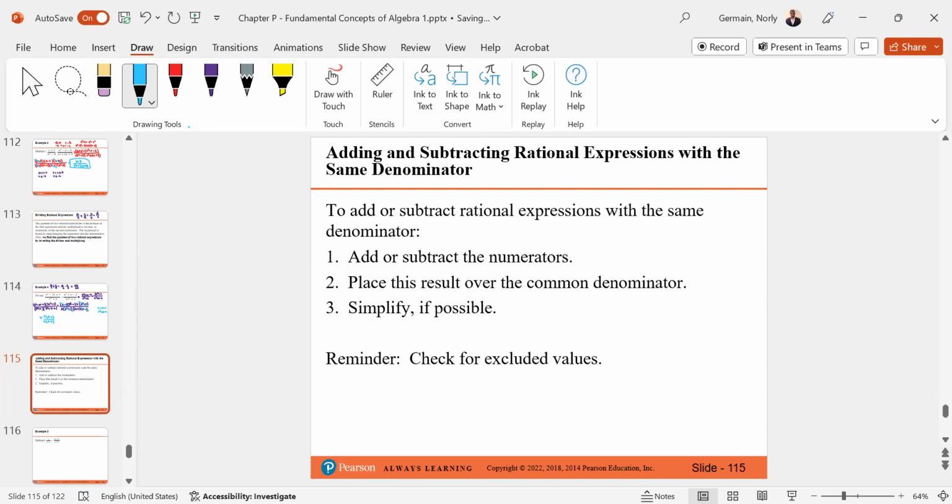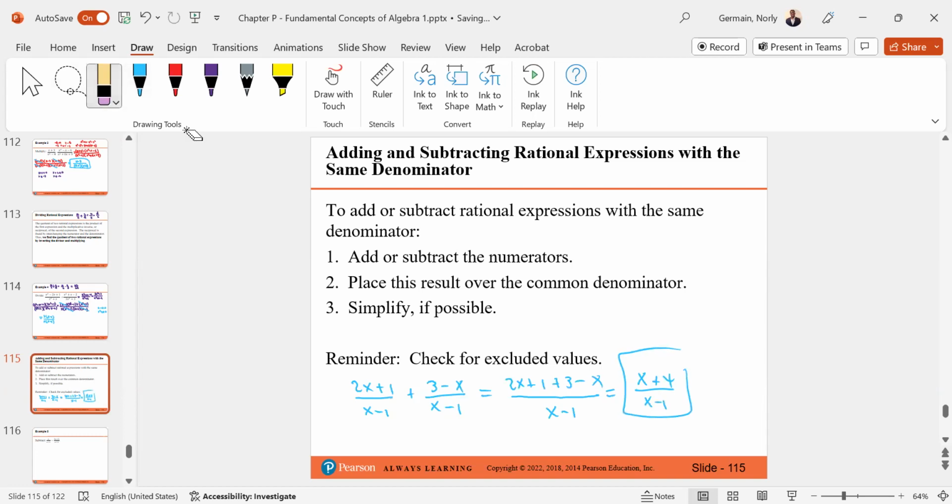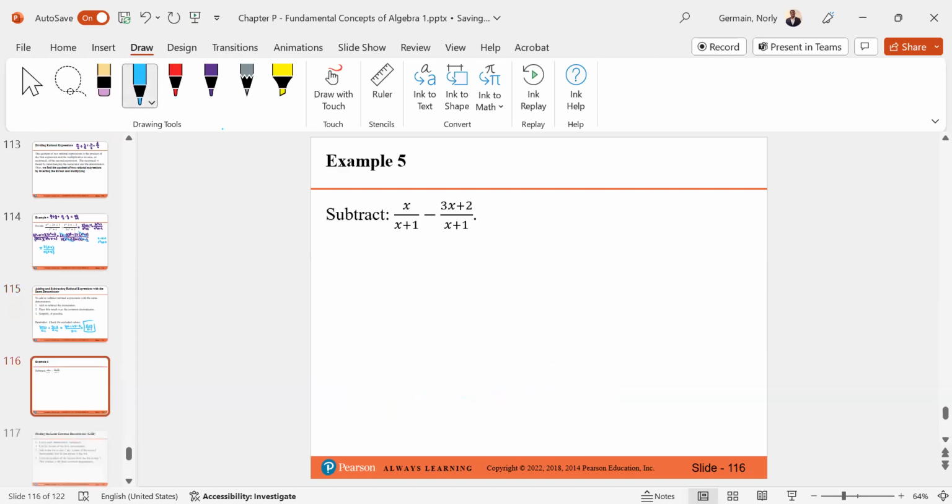For example, if I have (2x + 1)/(x - 1) plus (3 - x)/(x - 1), because the denominator is the same, all I have to do is add the numerators and keep the denominator. Do not put the denominators twice. Do not add the denominators. Just keep it. So 2x minus x gives you x, 1 plus 3 gives you 4, over x minus 1. Of course, x cannot be equal to 1, otherwise the expression would be undefined. Okay, that's an example.